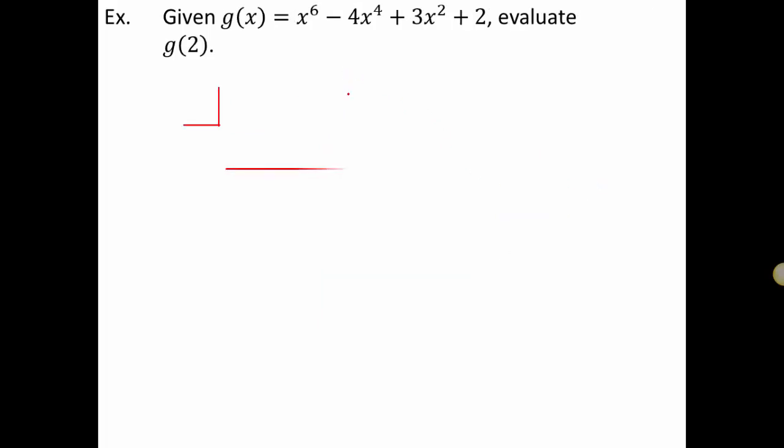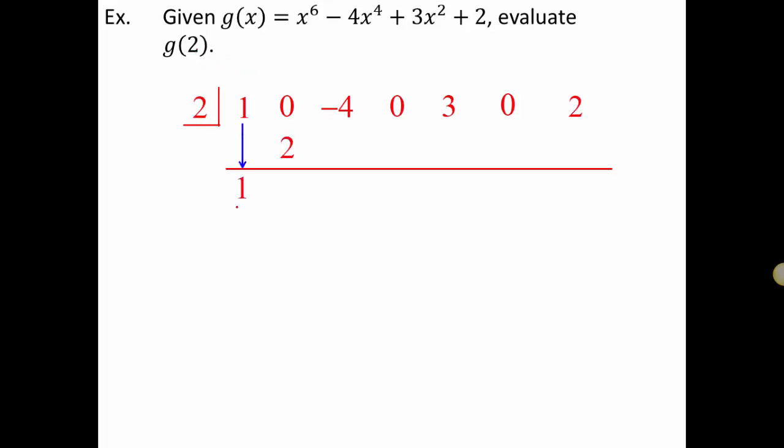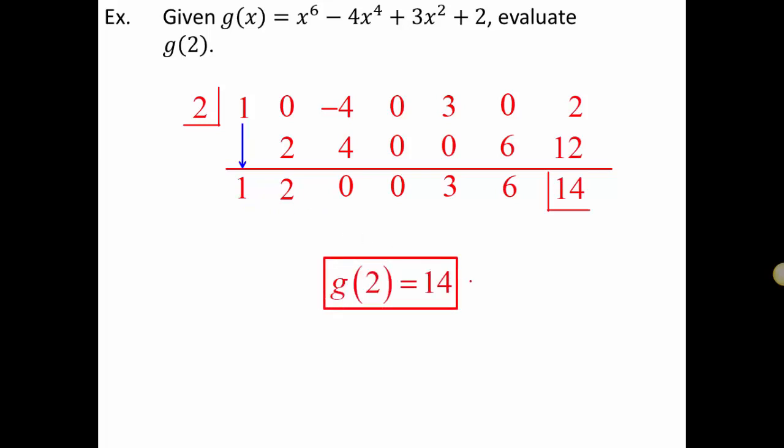One more. Set it up. Hopefully you notice this time I have missing terms. X to the 5th and x to the 3rd and x to the 1st are all missing, so I need 3 zeros as placeholders. And then on the outside I'm going to put a 2. Drop the 1. Multiply, add, and continue through each term. g of 2 is 14.